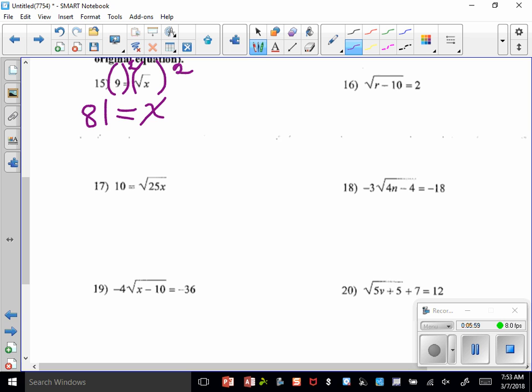So we're going to do the same thing over here. Going to square that side. So this is the easy part. Square that side. So when I square the radical, it just makes that go away. And I end up with just r minus 10. And then I square the 2. I get 4. 2 times 2. And then you just solve it like you would any regular equation, because it is a regular equation.